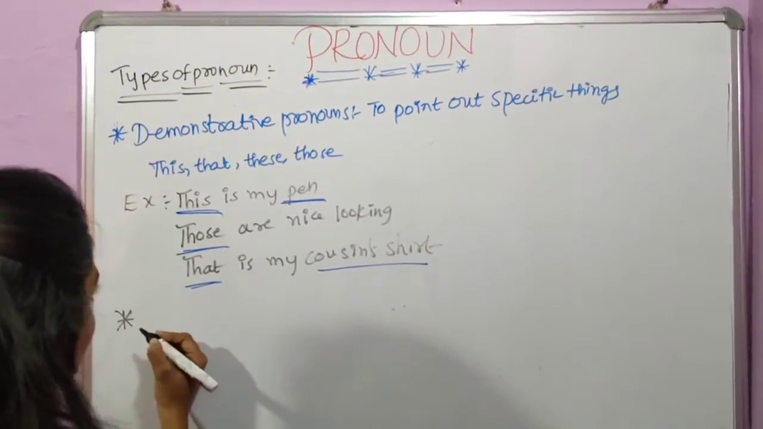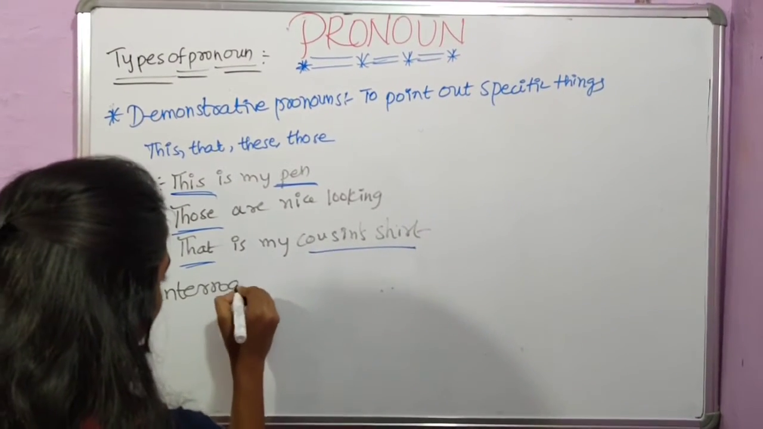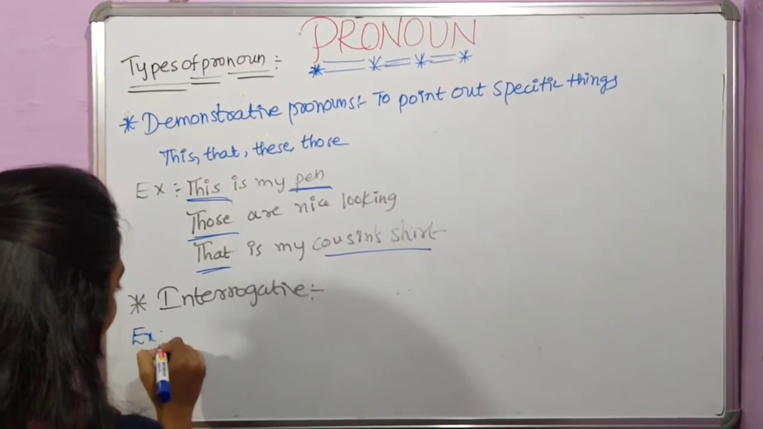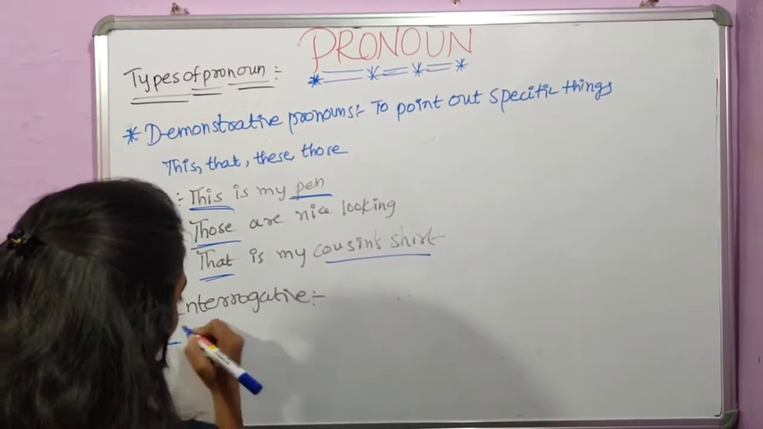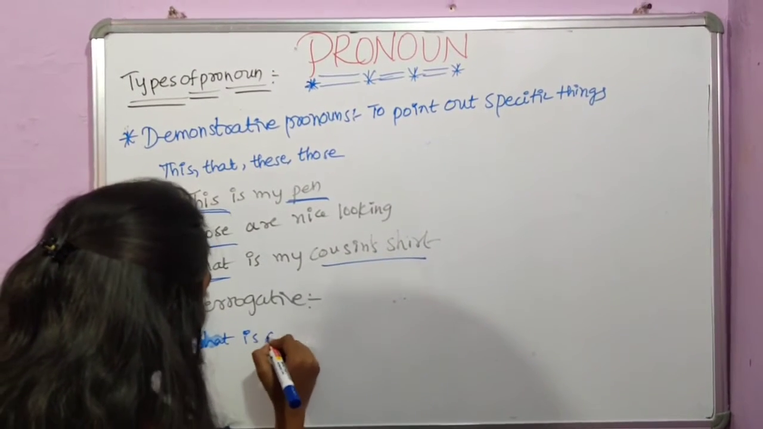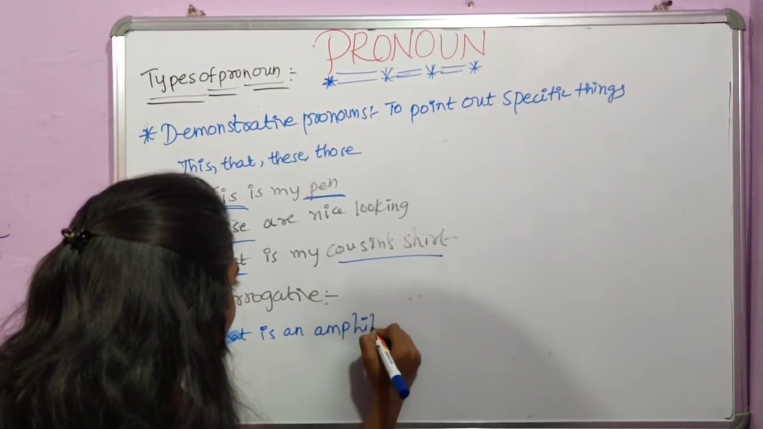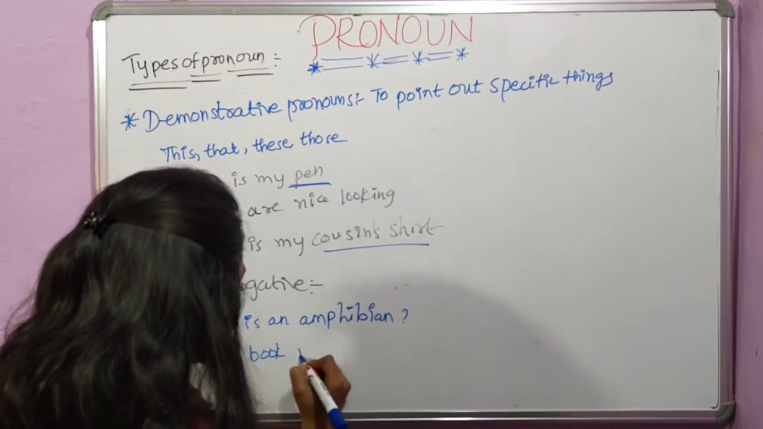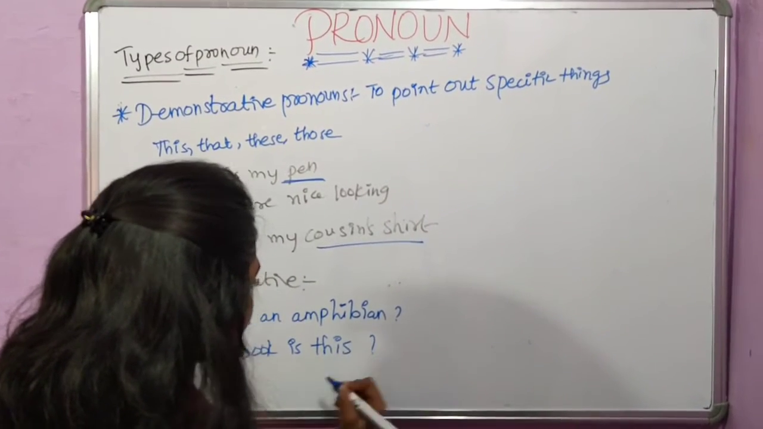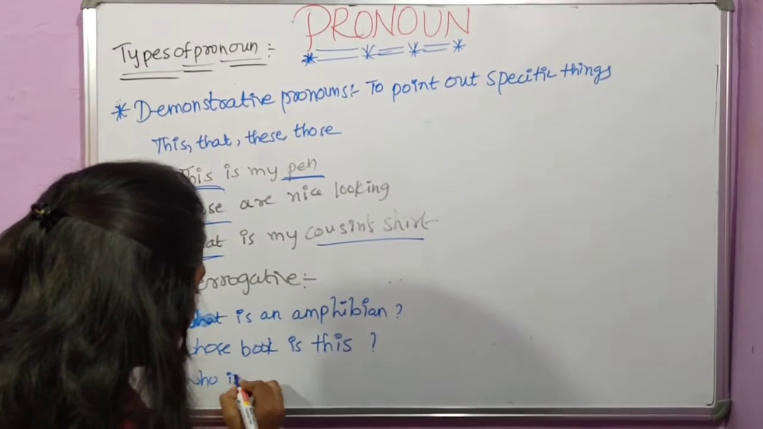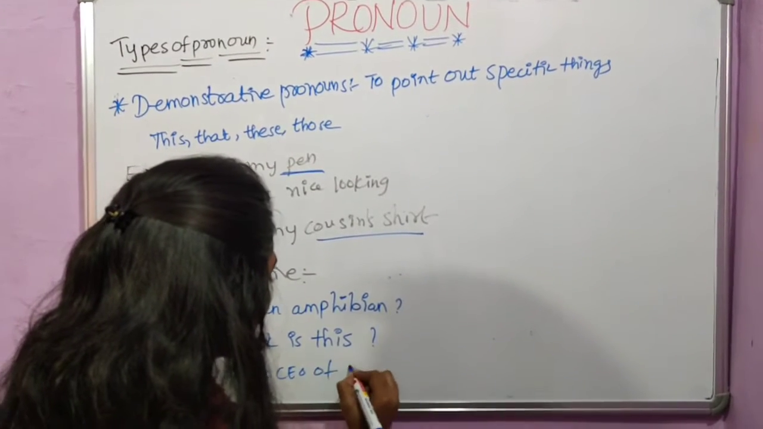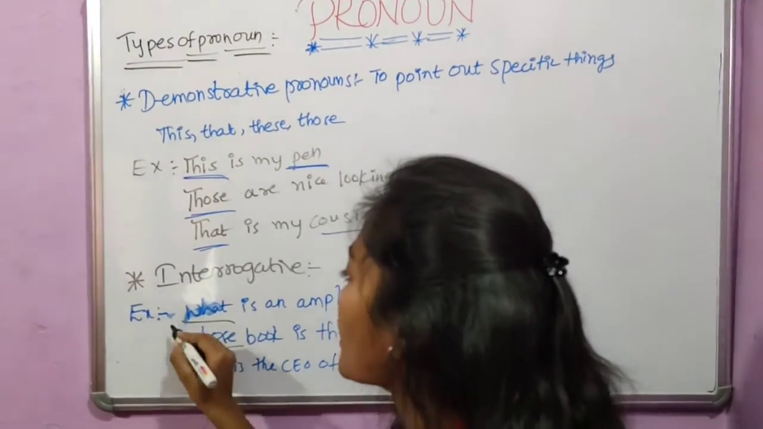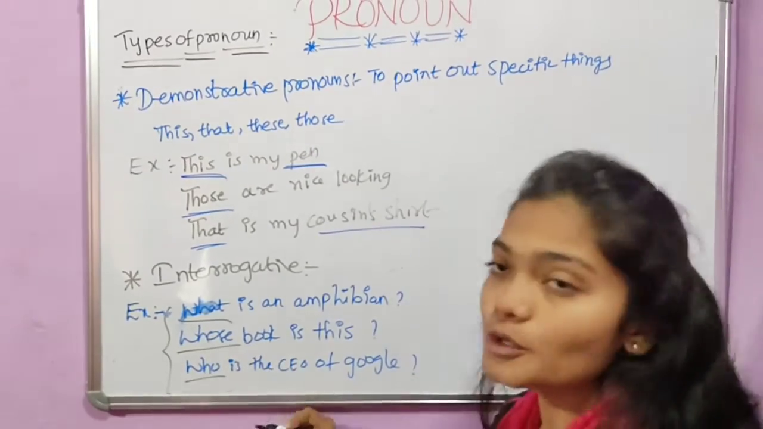Next type is interrogative pronouns. These are the pronouns that are used to make questions. For example, what is an amphibian? Whose book is this? Who is the CEO of Google? In these sentences, what, whose, who are the interrogative pronouns as they are used to make questions.